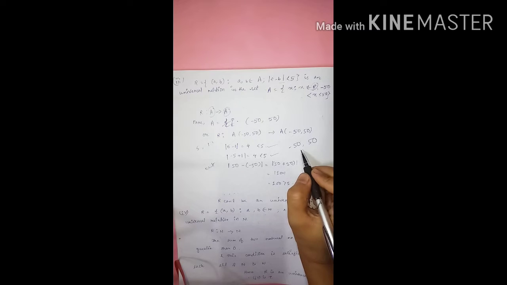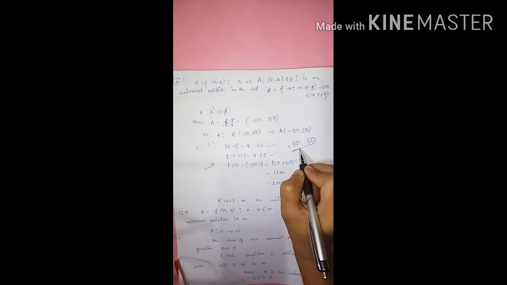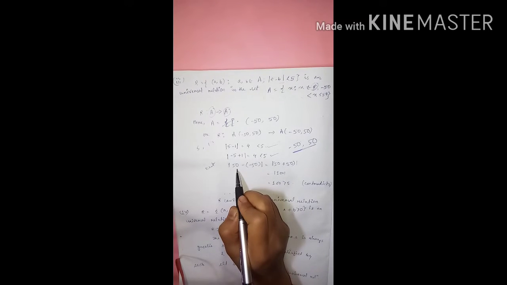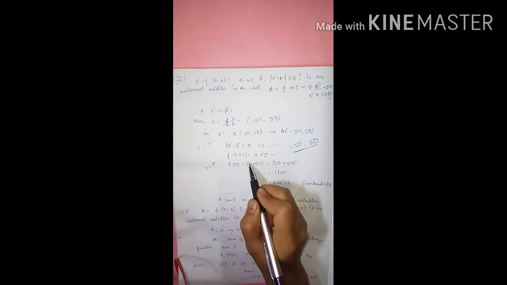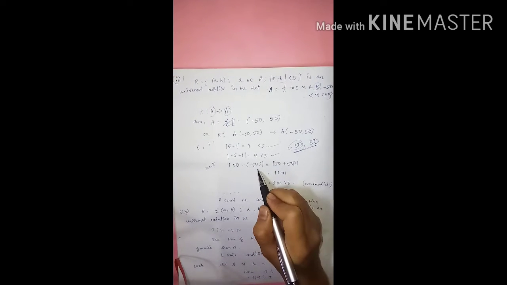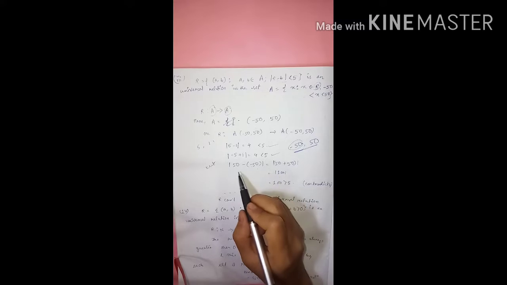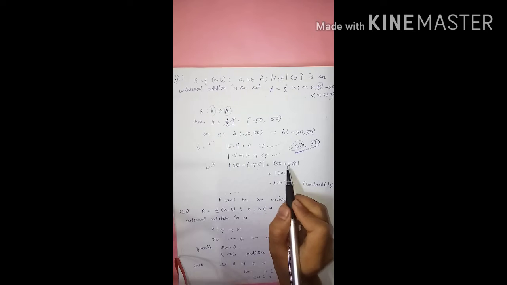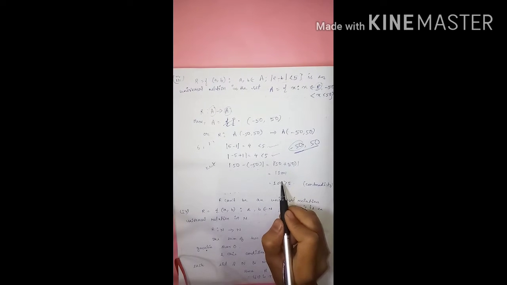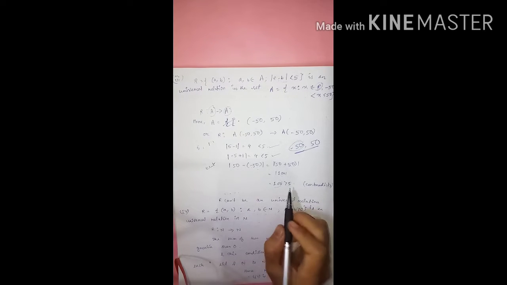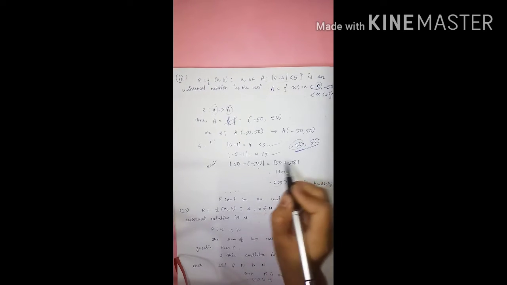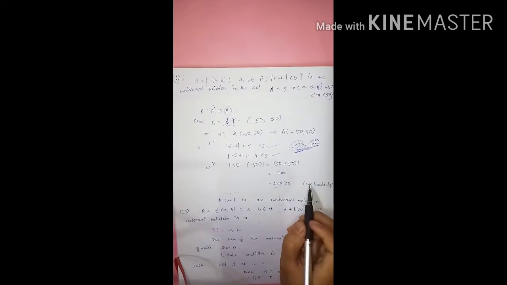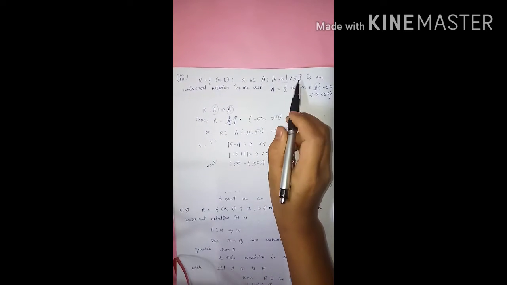But we have another pair, the numbers minus 50 and 50. Let's see whether this pair satisfies the condition modulus of a minus b less than 5. Modulus of 50 minus (minus 50) equals modulus of 50 plus 50, and 50 plus 50 equals 100, but 100 is greater than 5. It is obvious, we know. So this pair contradicts the fact which we have been given in the question.